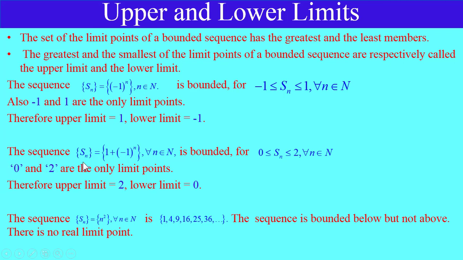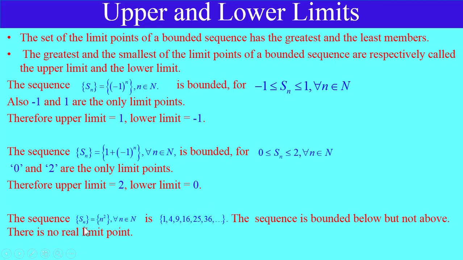The sequence Sn is equal to 1 plus (-1)^n for all n belongs to N is bounded, for 0 ≤ Sn ≤ 2 for all n belongs to N. 0 and 2 are the only limit points. Therefore, upper limit is equal to 2 and lower limit is equal to 0.